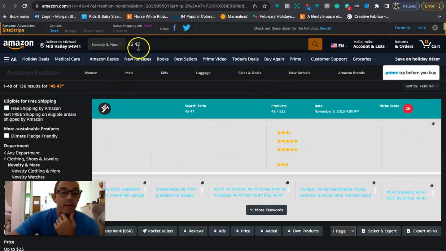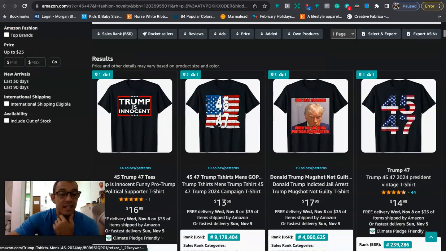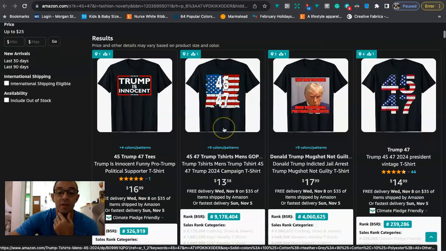So then the next one that I have for you is 4547. We're going to see there's 136 results. And basically the idea behind this shirt is it's a pro-Trump shirt. So they're saying Trump was the 45th president, and they also want him to be the 47th president. Biden is currently the 46th president. So that's why this shirt makes sense, 4547.